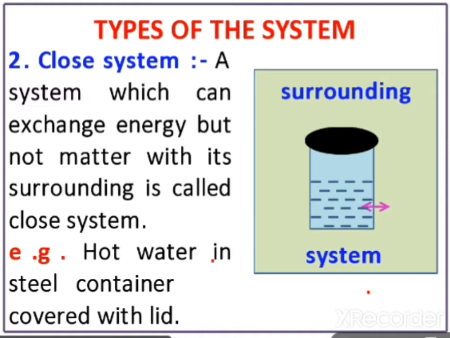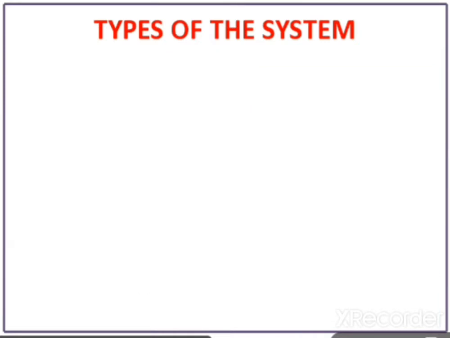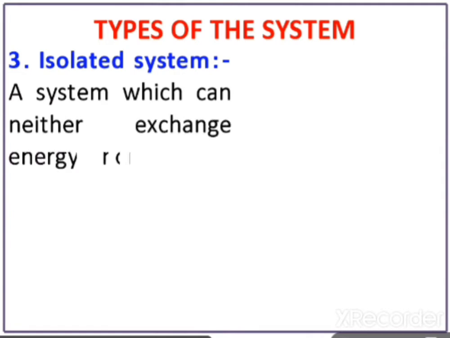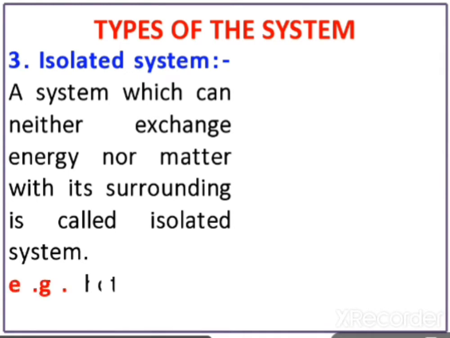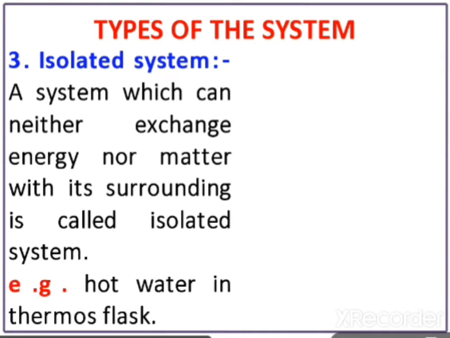And the last one is the isolated system. What is an isolated system? Very simple: a system which can neither exchange energy nor matter with its surrounding is called an isolated system. Example, hot water in a thermos flask. If we fill hot water in a thermos flask, then after 1 hour the water will remain hot. If we fill cold water, the water will remain cold.